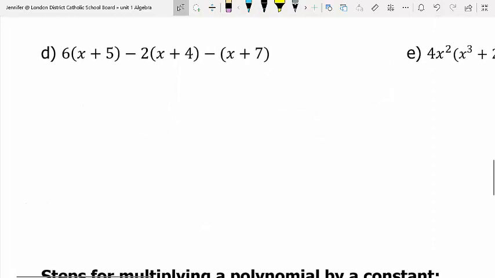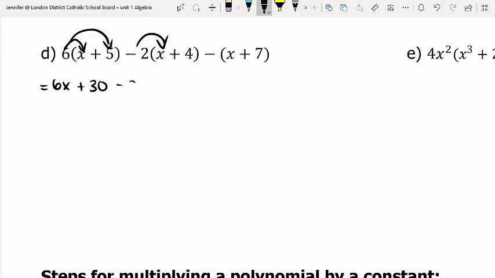All right, let's try this example here. We have 3 sets of distributive property. So 6 times x is 6x. 6 times positive 5 is positive 30. Negative 2 times x is negative 2x. Negative 2 times positive 4 is negative 8.